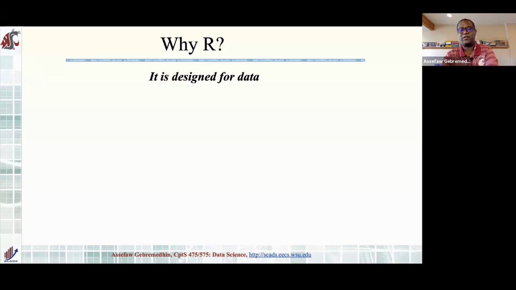Okay, so they are not on Blackboard here. So why do I choose R? Because this is a language that is designed for data. That's probably a good statement to make, and I think many people would agree.